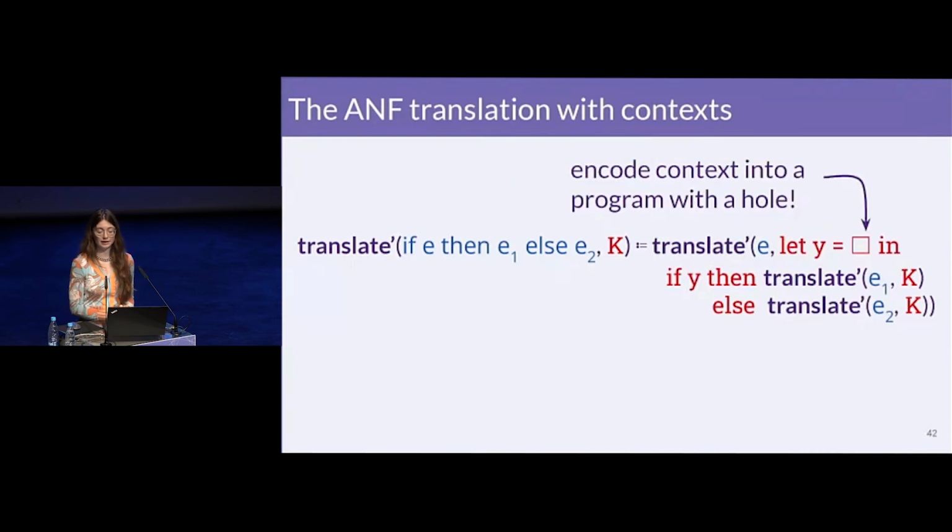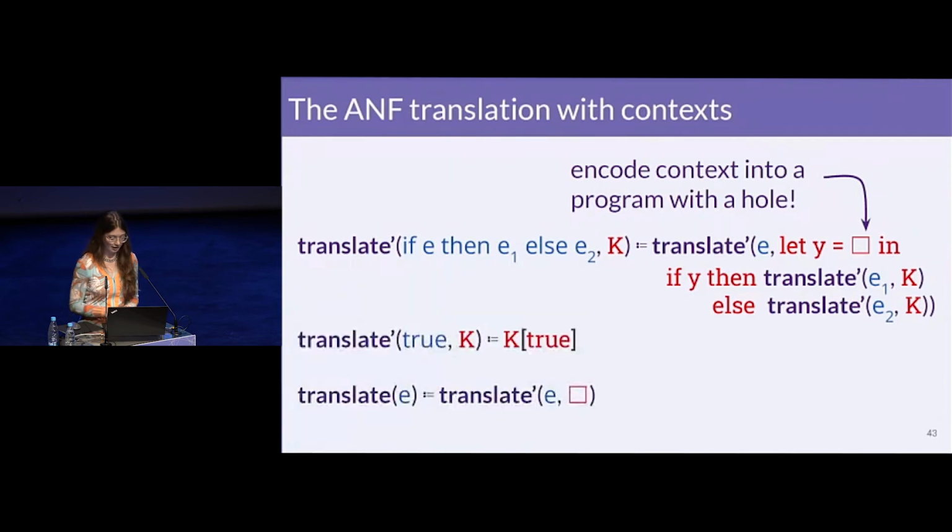The way that we do this is by encoding the context into a program with a hole. This hole happens to be the right-hand side of a let binding. This is to ensure that we always have some concrete value of the variable y, so that we can build up target terms in ANF. And as a further example of this translation, for value cases, we know we can just plug those in directly into the context because we're done unnesting expressions. And then at the top level, we start off with the empty context.